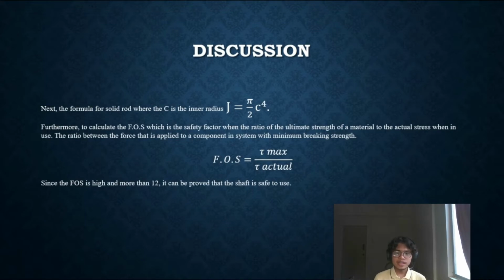Furthermore, the FOS, or factor of safety, is the ratio of the ultimate strength of a material to the actual stress when in use, the ratio between the force applied to a component in a system and its minimum breaking strength. The formula of the factor of safety is equal to T max over T actual. Since the FOS is high, more than 12, it can be proved that the shaft is safe to use.